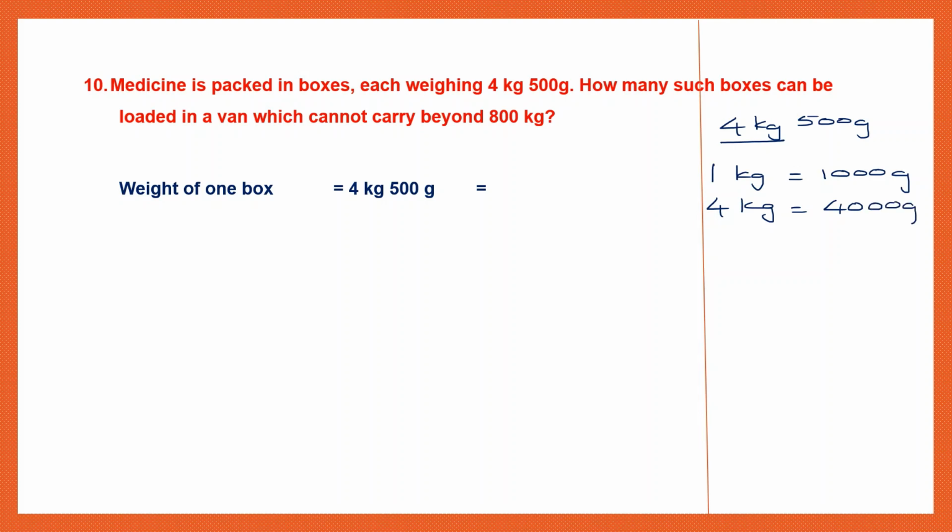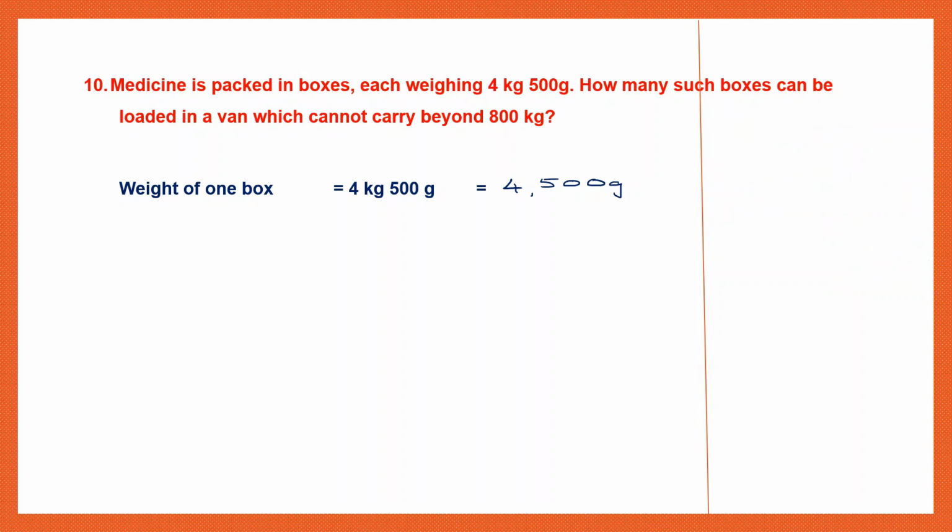4000 grams. Now what about this 500 grams? That is already in grams, isn't it? So we just have to add it up to this. So this will be 0, 0, 5 and 4. So what do we have? 4500 grams. So that is the weight of one box, 4500 grams. Then the maximum weight that can be carried by the van is 800 kilograms. Let's convert this also into grams.